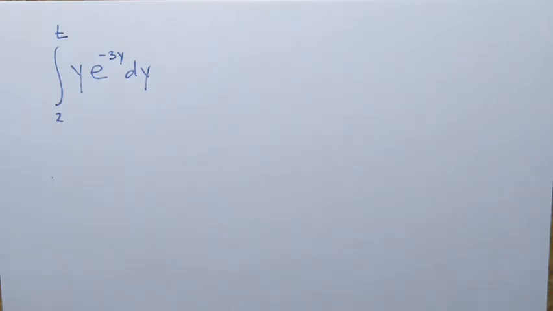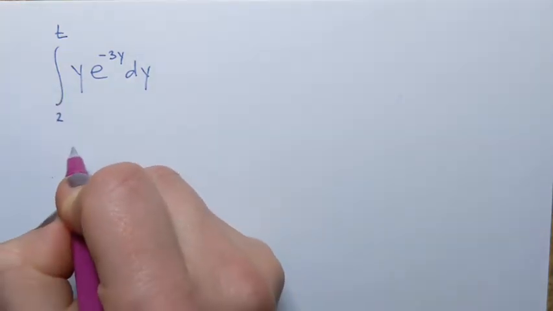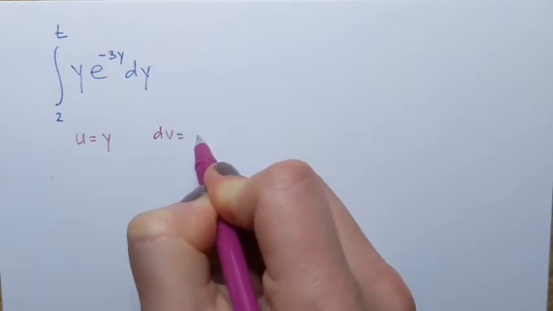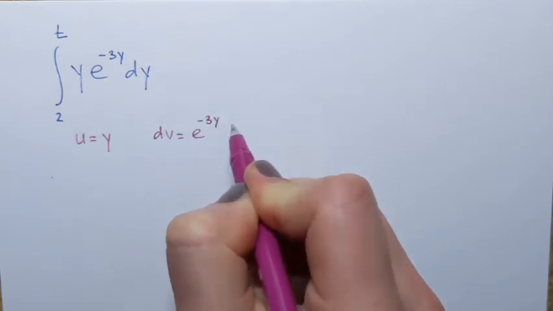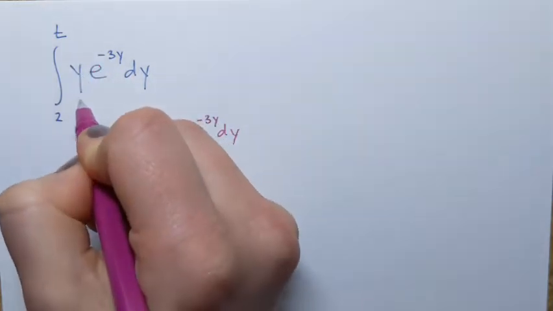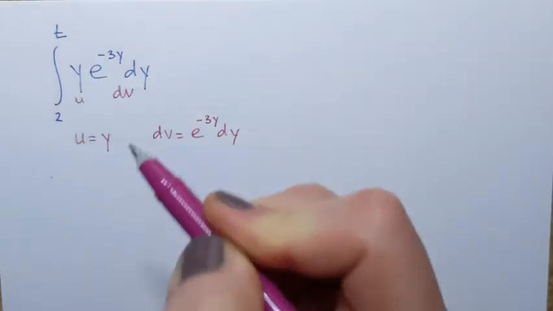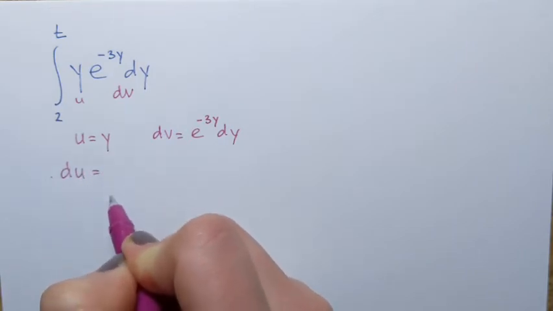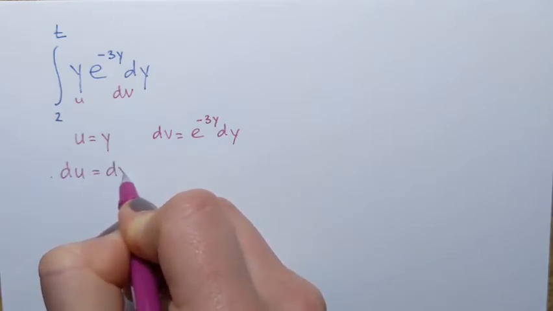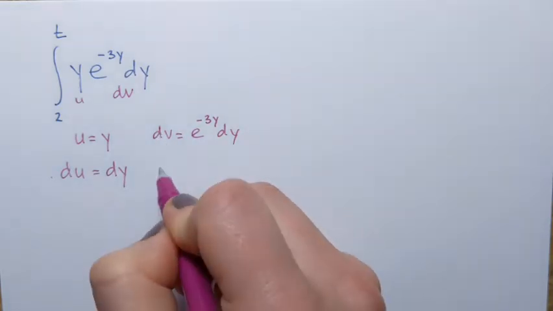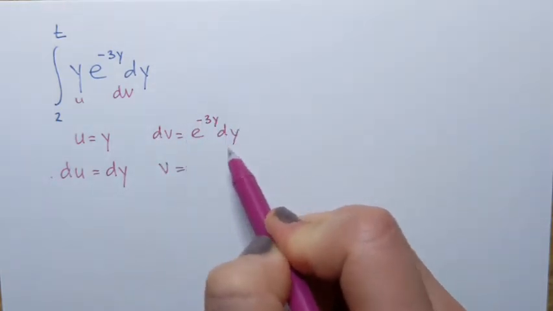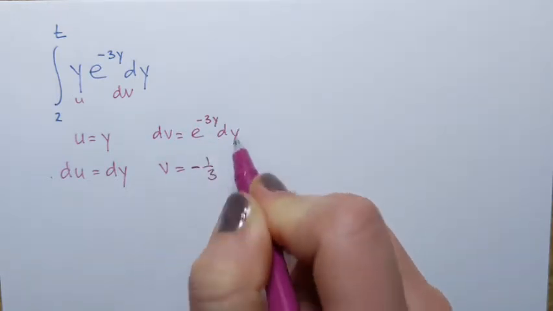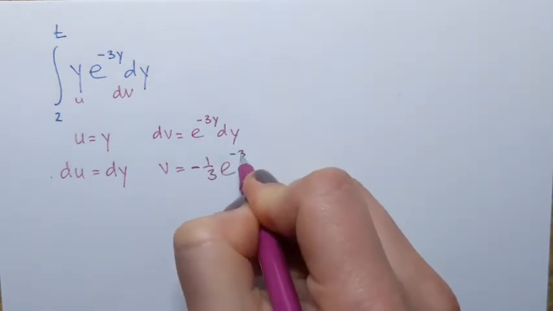So I will use the following substitution. u equals y, and then dv is e to the power negative 3y dy. So that's u, that's dv. And then du is going to be 1 dy, or just dy. And then v, so I need to find the antiderivative of e to the power negative 3y. So it's negative 1/3 e to the power negative 3y.